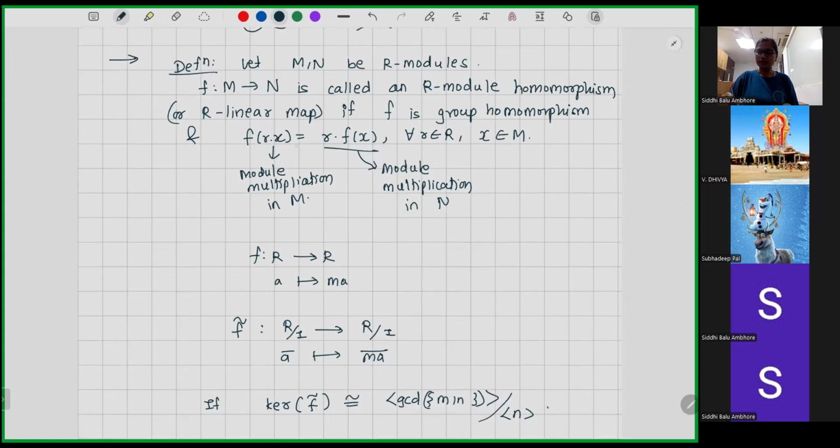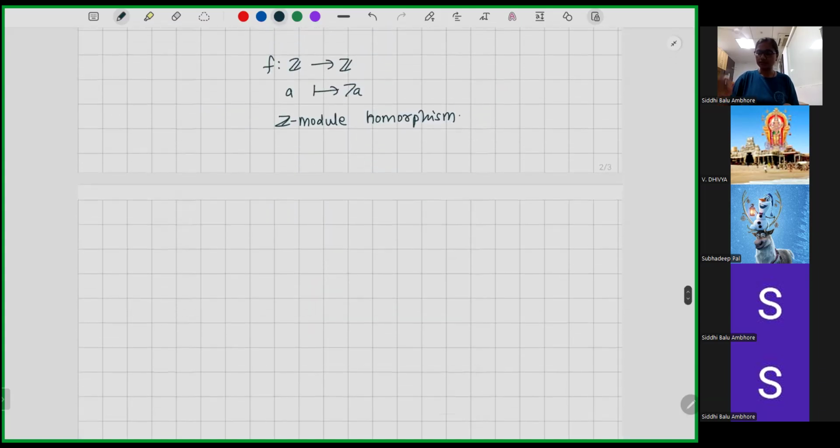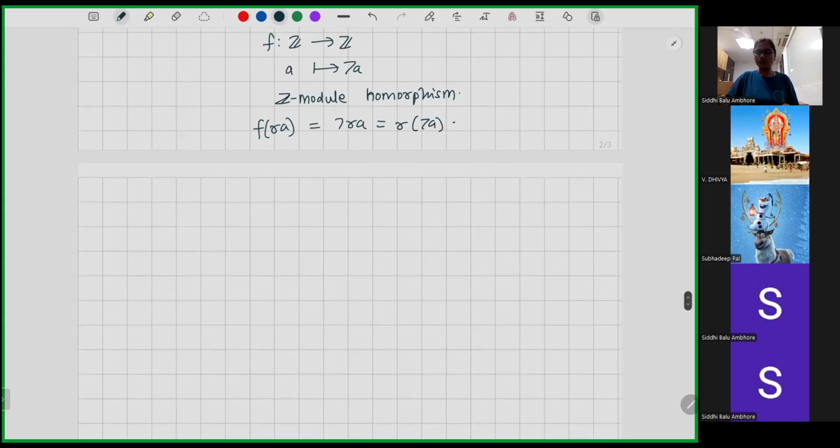And the linear map also works here. F of R into A is 7RA, which is R into 7A, and so on. So that's not a problem. So this is a Z module homomorphism.